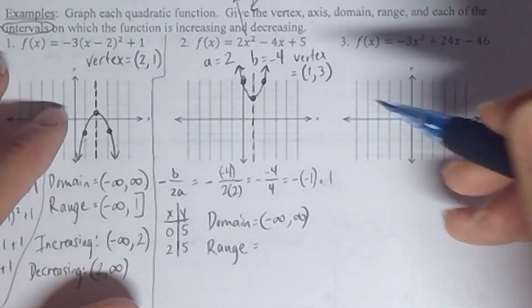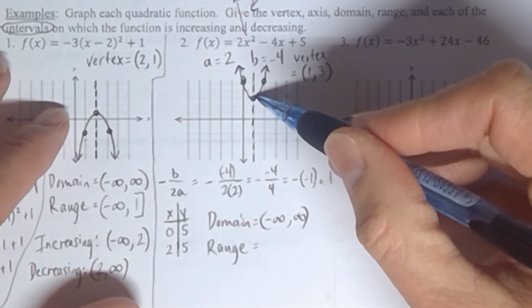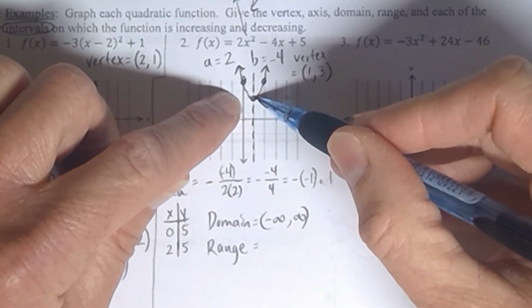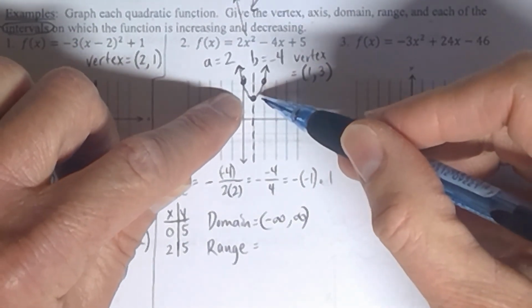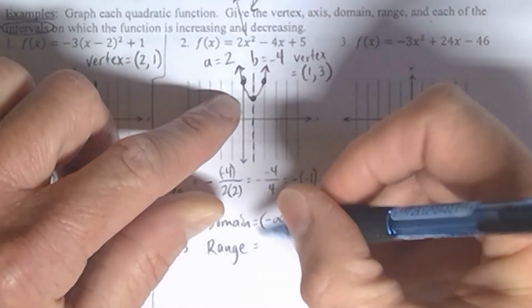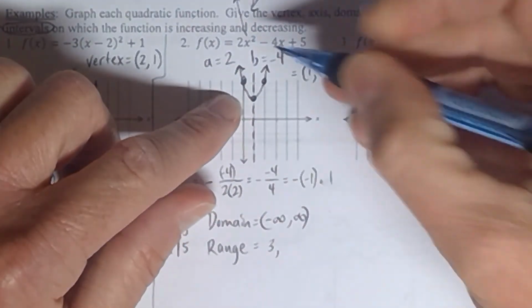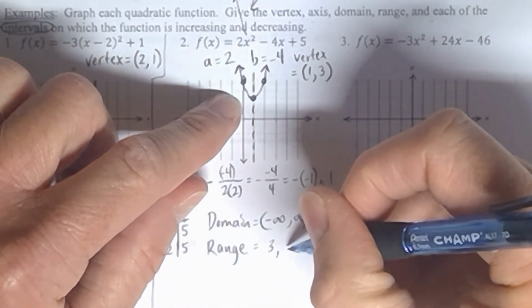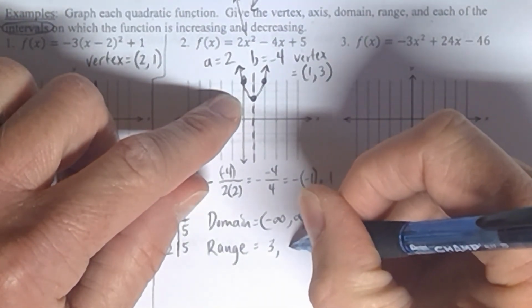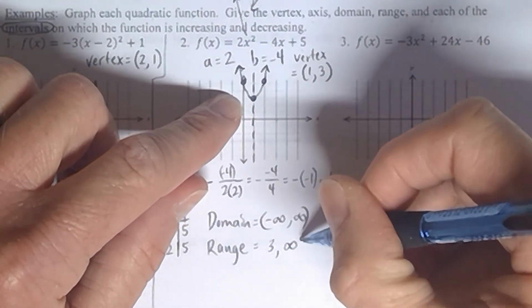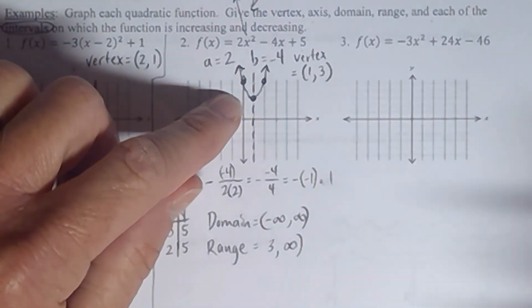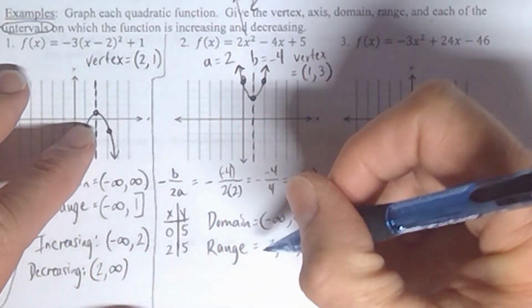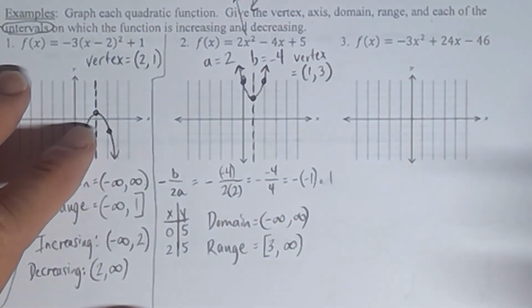The range this time, though, because there's a lowest point, the lowest y value does exist. It's not infinity or negative infinity. This time it's equal to 3. And then the highest point, because the graph points upward, that means it goes upward forever. And the range always ends at infinity when it goes upward forever, because that means there's no highest point. And so there's your range.